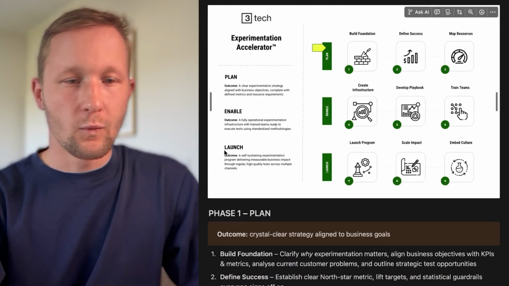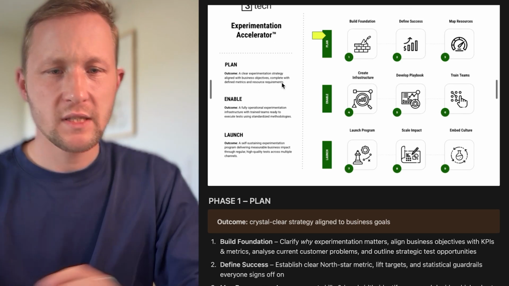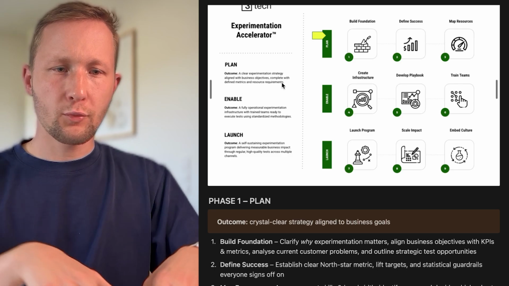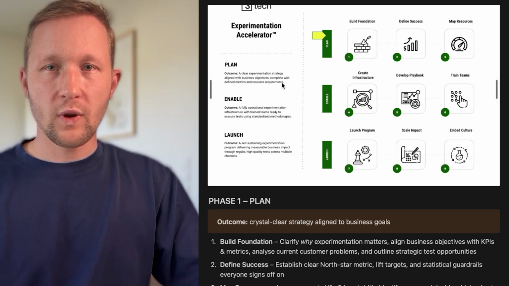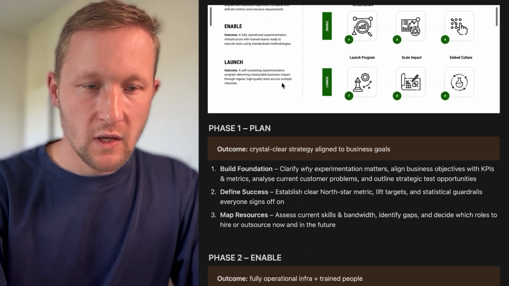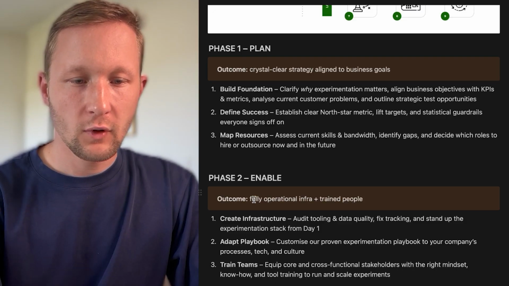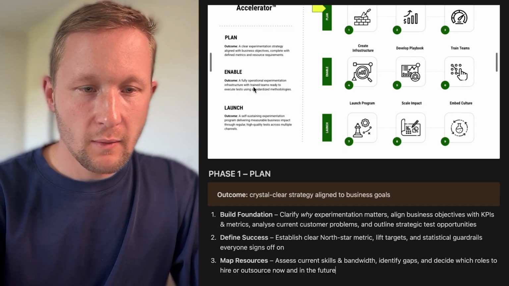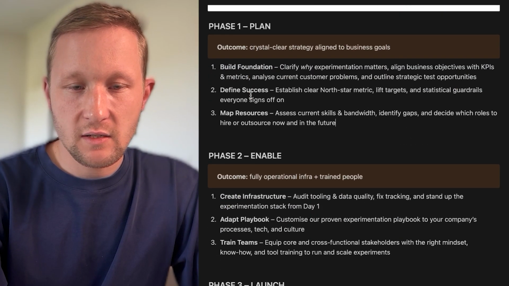All right, finally, we are getting to phase number 2, which is enable. So in plan, we basically set up the foundation. We define success, we map the resources, so we have a good understanding. We probably already have a full-on experimentation strategy, but we can't do anything with just a strategy. We need to build the bridge to execution. So this is where enablement comes in, right? This is creating a fully operational infrastructure and trained people. So the outcome is basically being able to execute tests using our then standardized methodology.